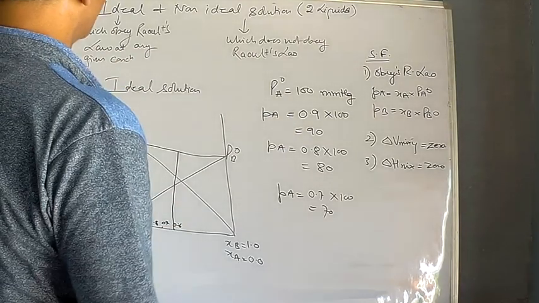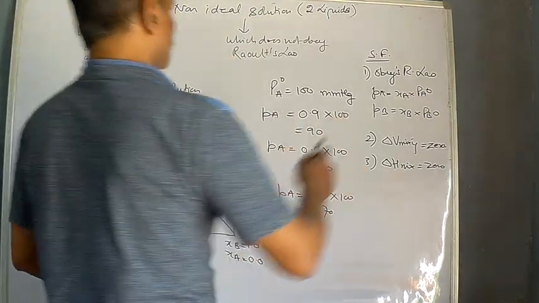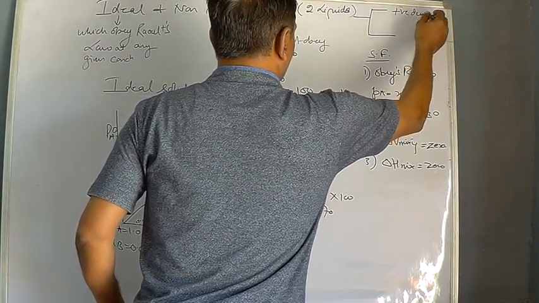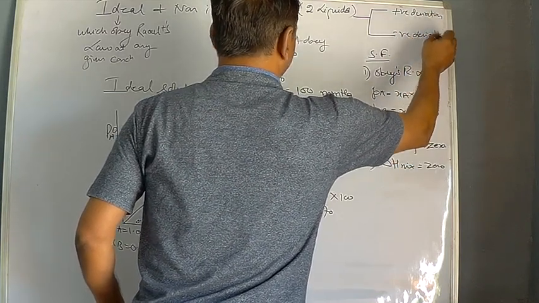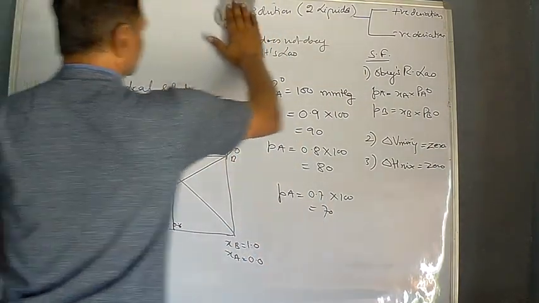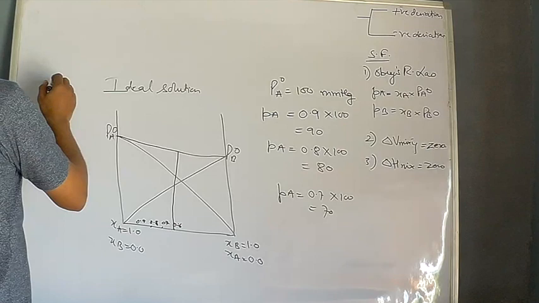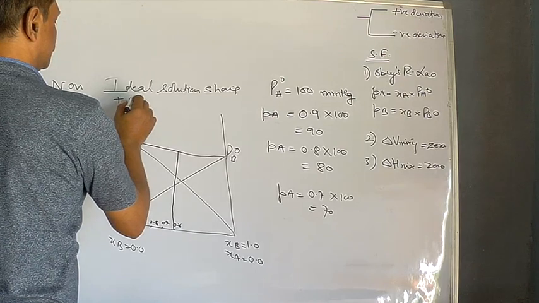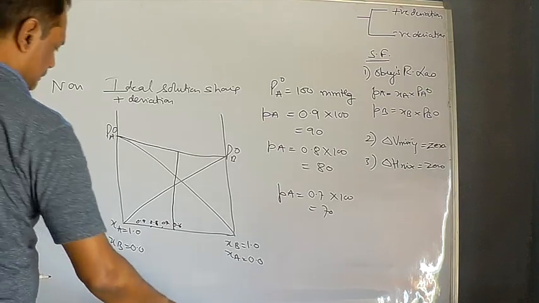Class, in the next topic, we are going to take non-ideal solution, and it has two types: solution showing positive deviation and solution showing negative deviation. So now the topic becomes non-ideal solution showing positive deviation.